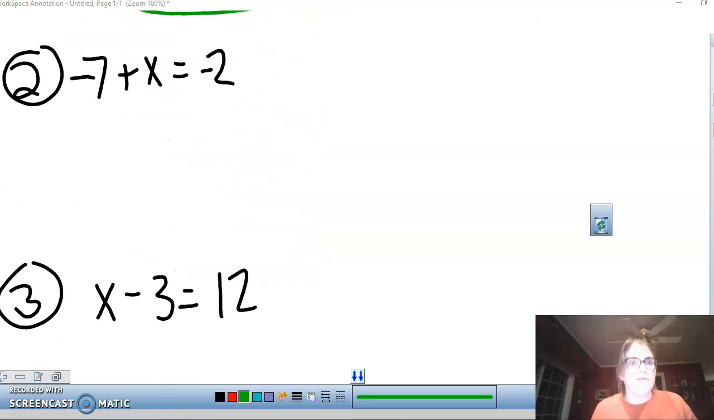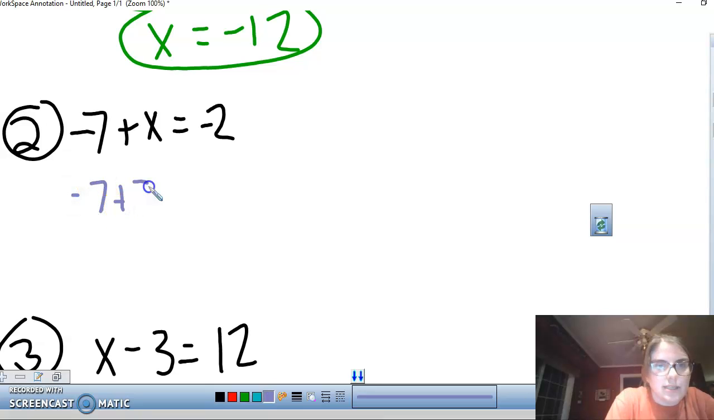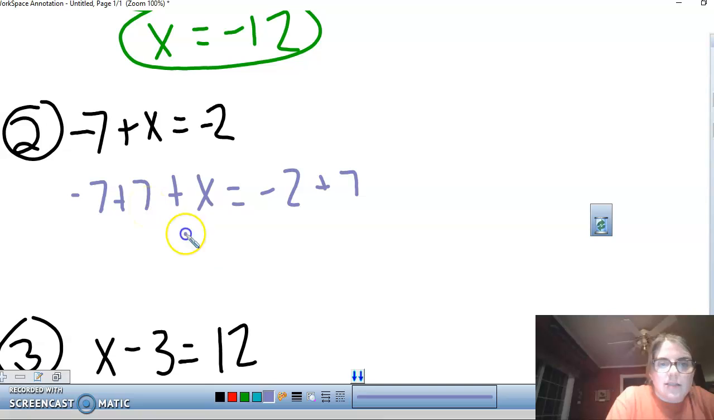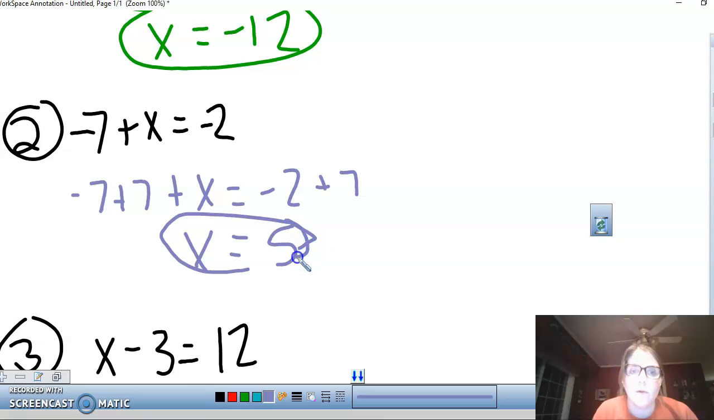All right. For the next one, I have negative 7 plus x equals negative 2. Again, the goal is to get x by itself. If I have a negative 7, the way I'd get rid of a negative 7 would be a positive 7. So I'm going to add 7 to both sides. So I'm going to have negative 7 plus x equals negative 2. Since I added 7 to this side, I also have to add 7 to this side. So plus 7. So these two are going to cancel out. It's going to leave me x on this side equals negative 2 plus 7, which is going to give me a 5, because they're different signs and I have to subtract. There's my answer.